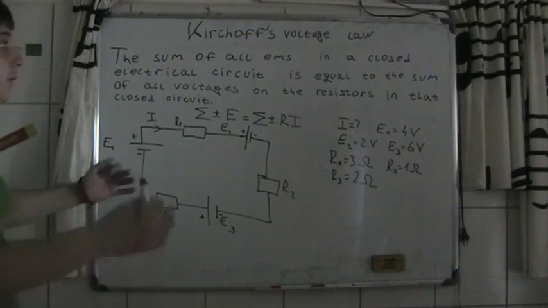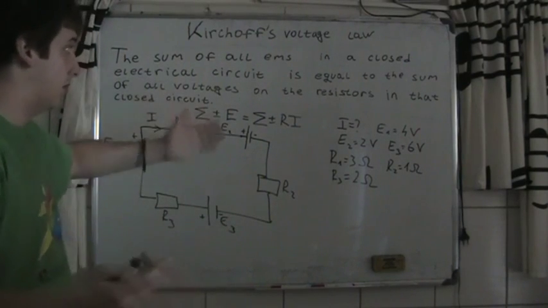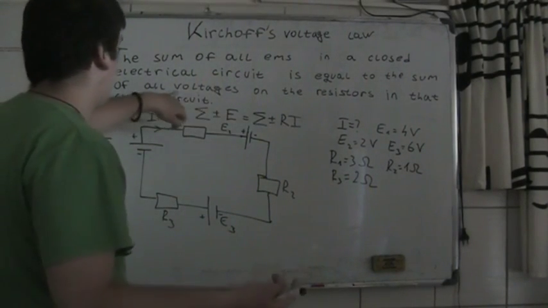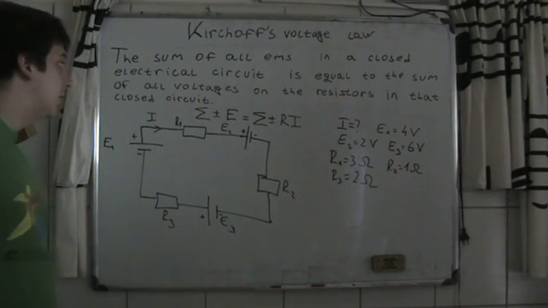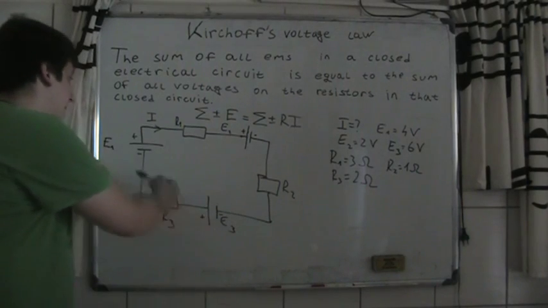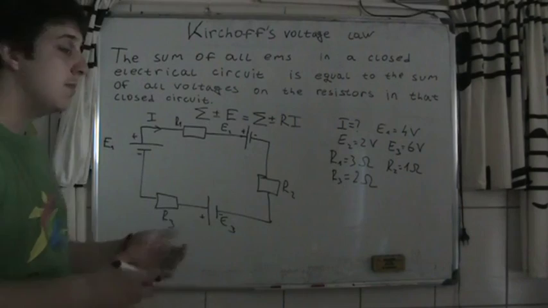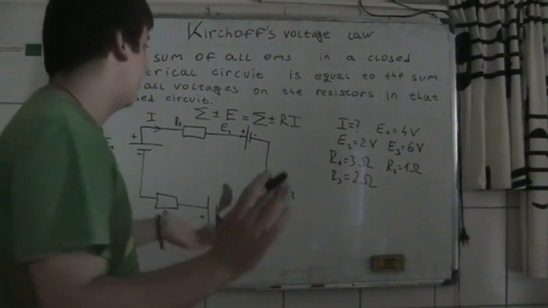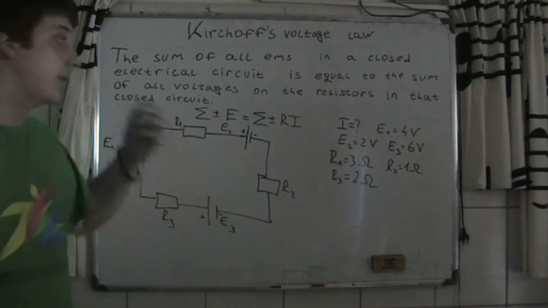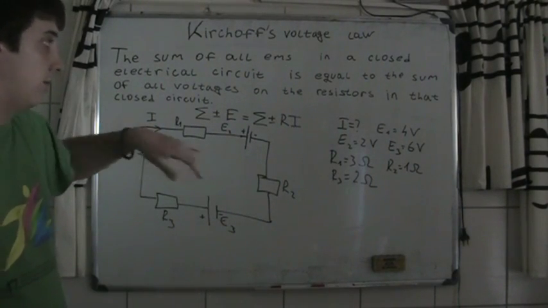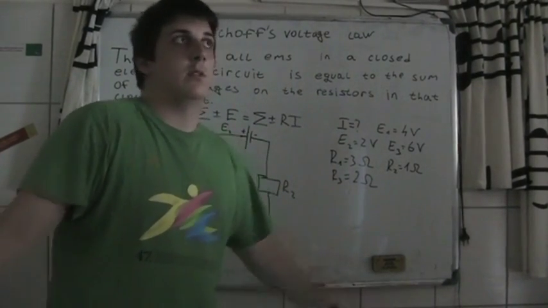Okay, so the sum of all EMFs in a closed electrical circuit is equal to the sum of all voltages on the resistors in that closed circuit. So all of these EMFs that generators give you must be the same amount as the voltages of these resistors. That's very important in electrical engineering, and that's the law.